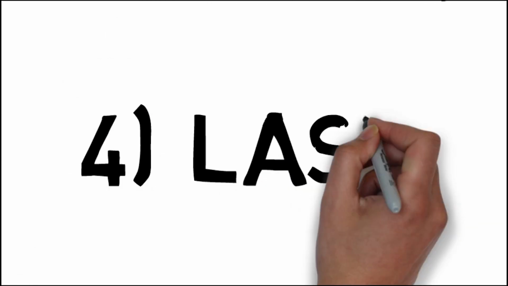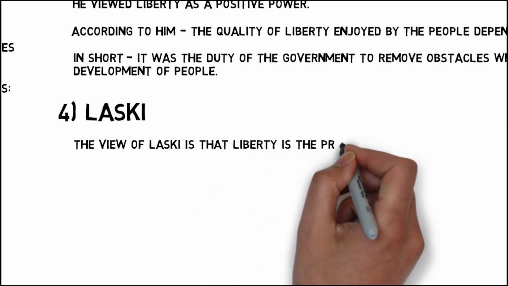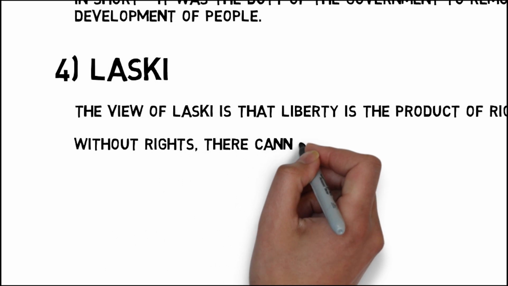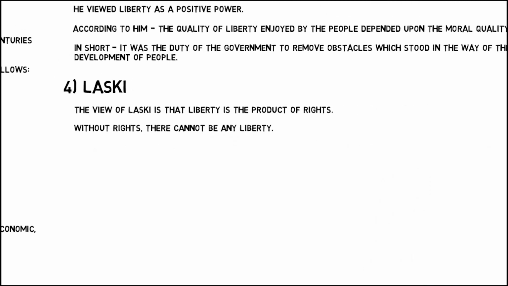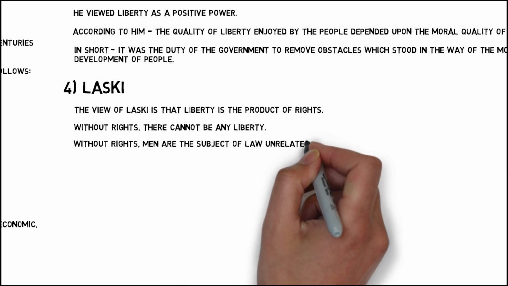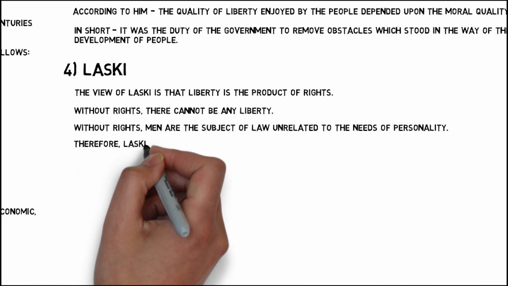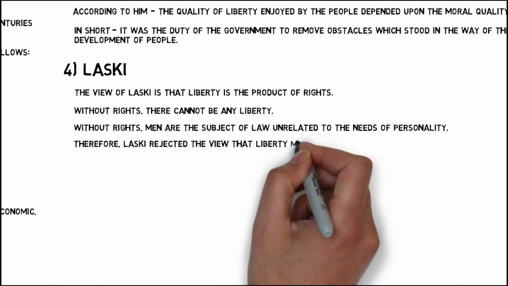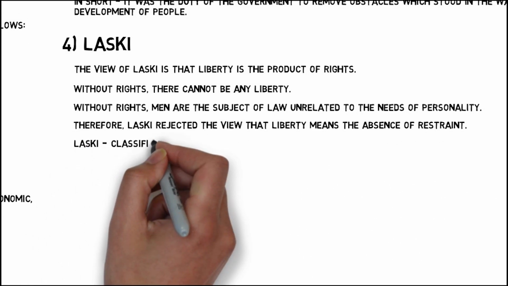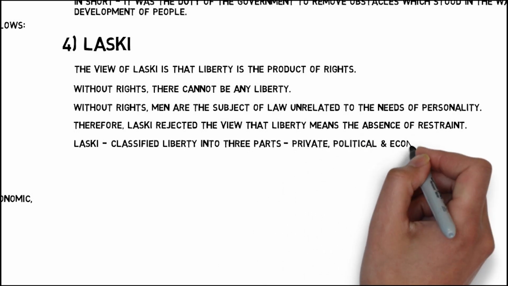Moving on to fourth, Laski. Here, the view of Laski is that liberty is the product of rights. Therefore, without rights, there cannot be any liberty. And without rights, men are the subject of law unrelated to the needs of personality. Therefore, Laski rejected the view that liberty means the absence of restraint. In fact, Laski classified liberty into 3 parts, mainly private, political, and economic.